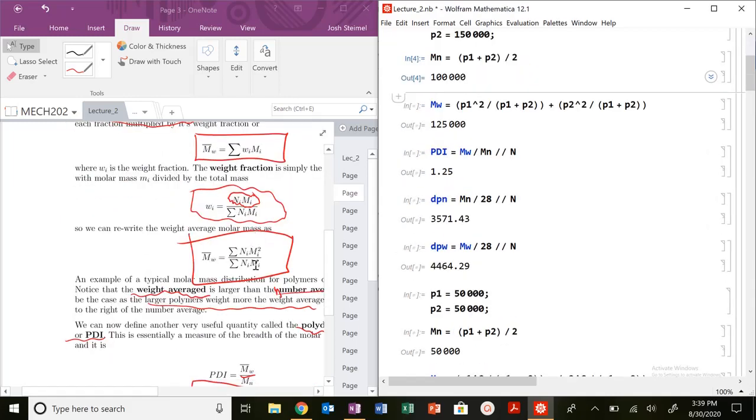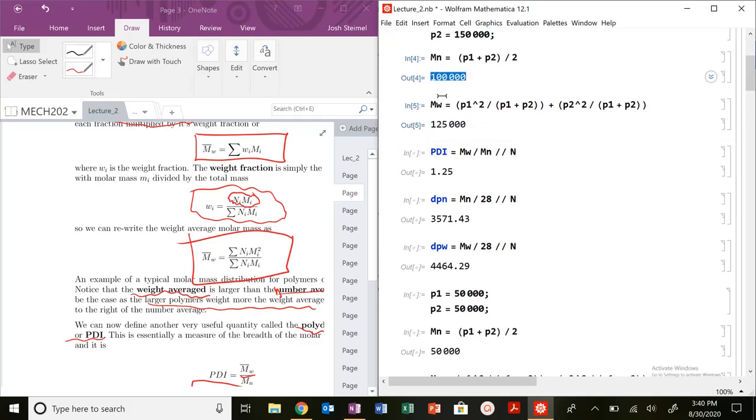Now let's do the weight. Same thing, except we have to square it. So M sub w is just the square of the number of polymers of chain 1, so 1 mole of this first molar mass, P sub 1 squared, over, again, just your sum. So it's P1, P2, the number of chains times that, plus this. And you'll see, as a sanity check, this molecular weight is greater than here, 100K.